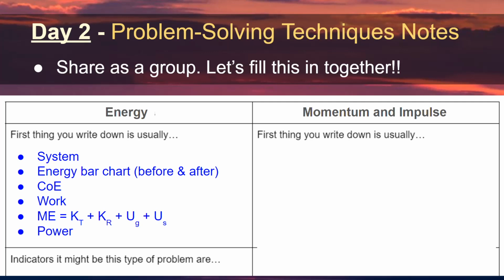And then power. It's related to work, because power is the rate at which that work is done. That would be another indicator that you're dealing with something related to energy, or it could be something that you need to write down depending on what information you're given in the question.